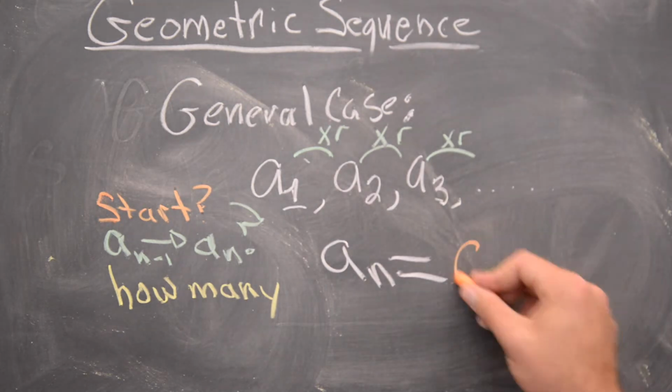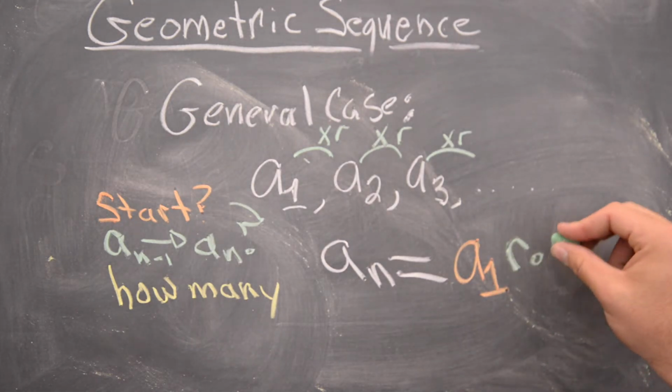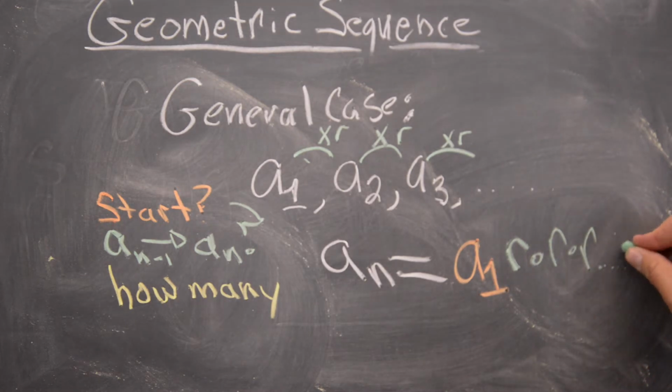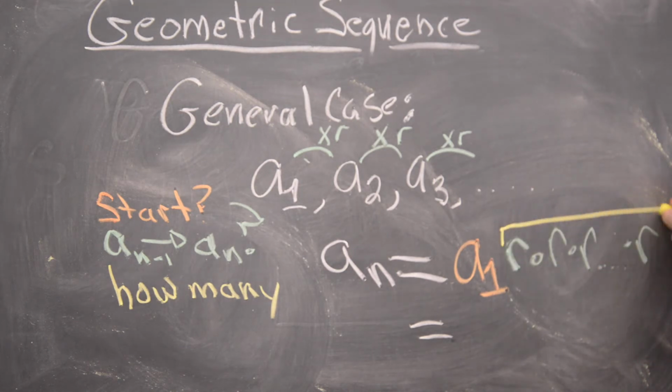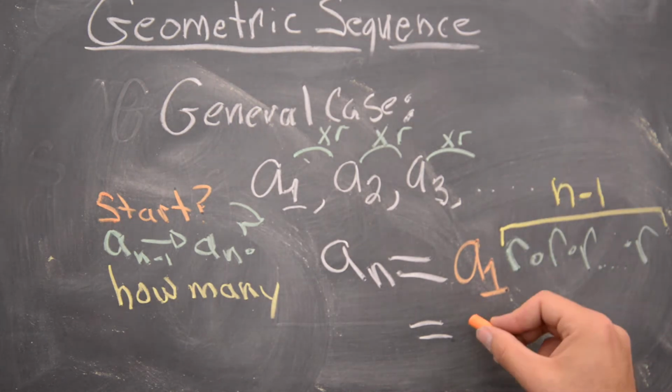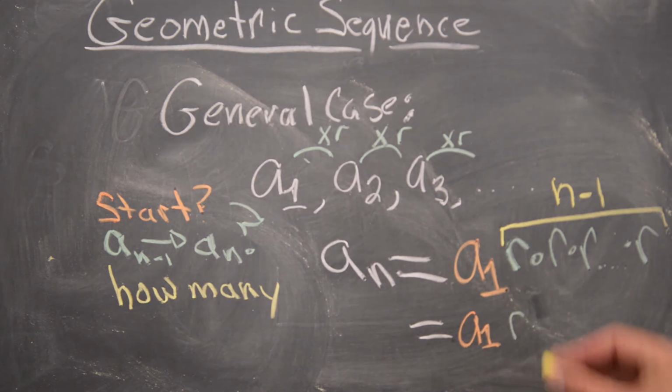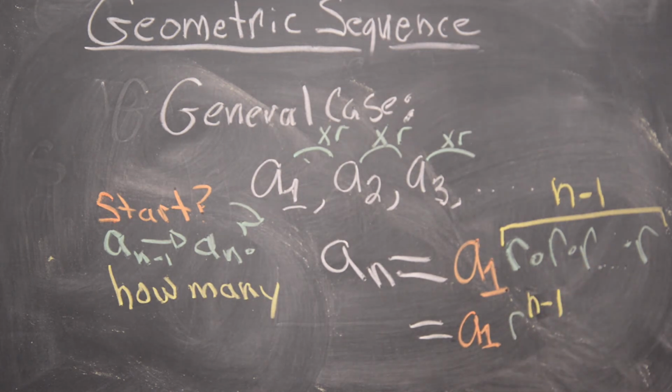We start with a1. Each time, to move from one term in our sequence to the next, we multiply by r. And to get to the nth term, we have to multiply by r a total of n minus 1 times. So that means that the nth term is a1 times r to the n minus first power.